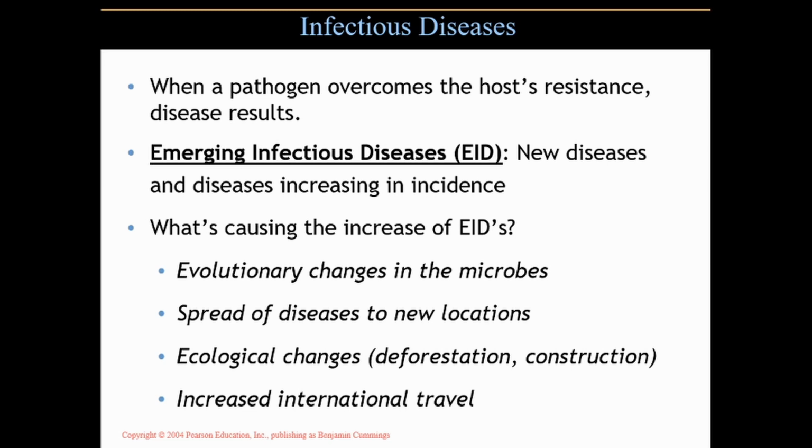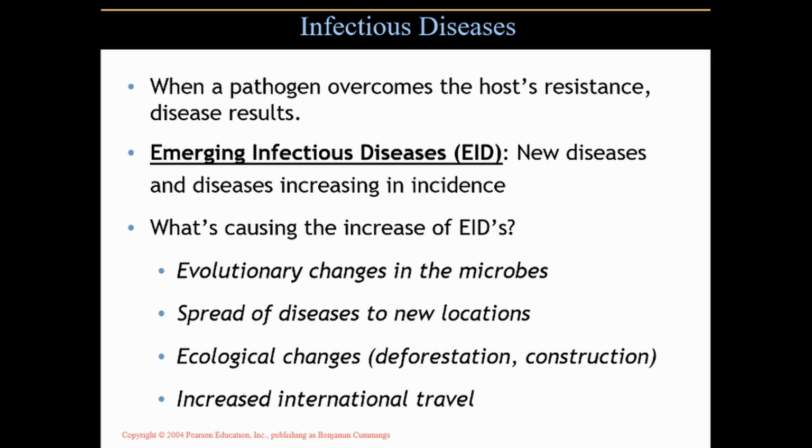So what's causing the increase of these EIDs, emerging infectious diseases? Evolutionary changes in the microbes, spreading of diseases to new locations through increased international travel, ecological changes. Political unrest will do this as well, whenever a country breaks down and the government collapses. People are not getting health care, and so diseases break out, and these organisms can mutate and become new types of diseases. We're dealing with that right now with COVID.